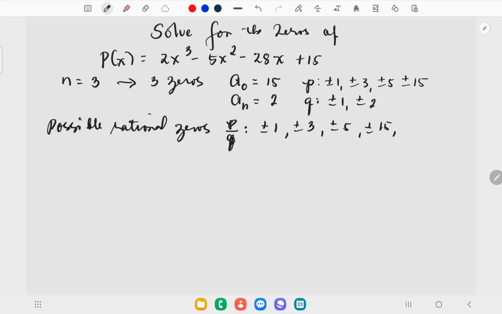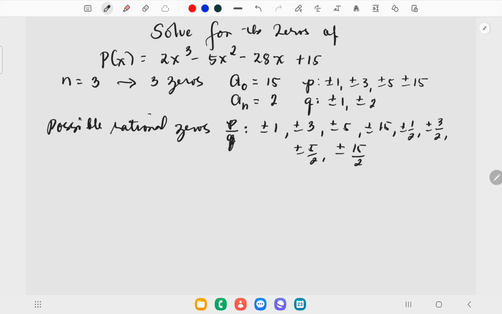We also have to consider dividing all the P's by 2. So 1 divided by 2, plus and minus 1 half. 3 divided by 2, plus and minus 3 halves. 5 divided by 2, plus and minus 5 halves. And 15 divided by 2 cannot be contained, so I just write that down. So we have plus and minus 5 halves, and then plus and minus 15 halves.